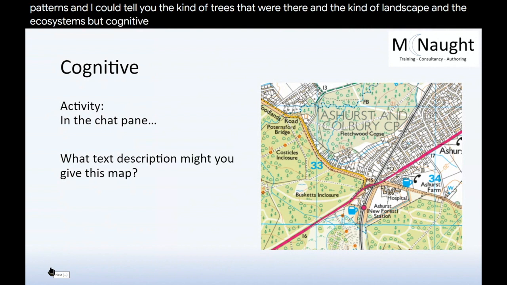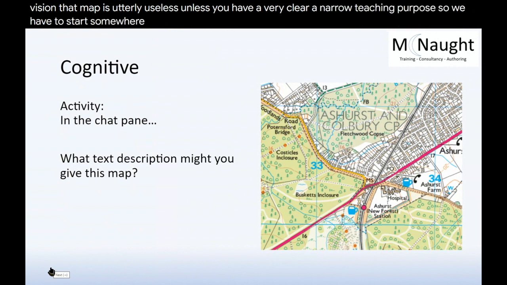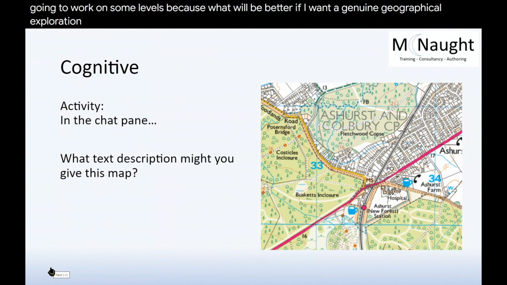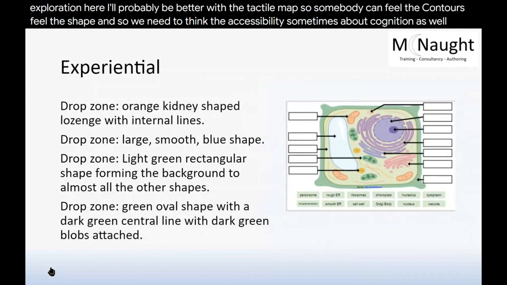But cognitively, that only makes sense to a person with vision. If you haven't got vision, that map is utterly useless unless you have a very clear and narrow teaching purpose. So we have to start somewhere, understanding that for some people, making that accessible just isn't going to work on some levels. If I want a genuine geographical exploration, I'd probably be better with a tactile map, so somebody can feel the contours, feel the shape. So we need to think that accessibility is sometimes about cognition as well, and it's about the experience.